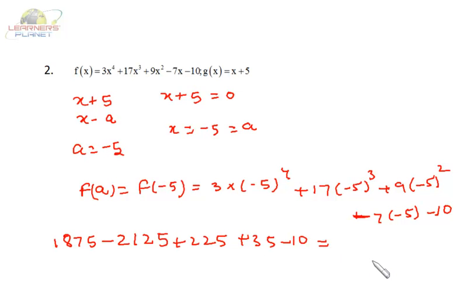So we get the final answer as 0. That means g(x) is a factor of f(x). Why? Because I am getting 0 when I put x is equal to minus 5. Okay, so further it's an application of the factor theorem. Let's do one more problem.